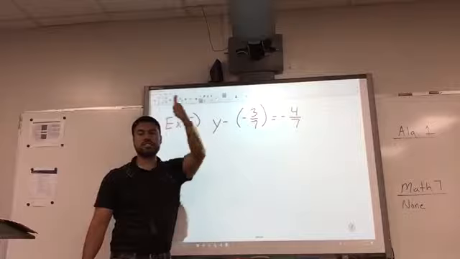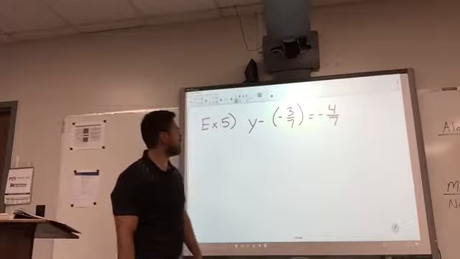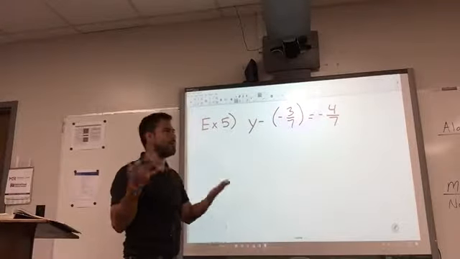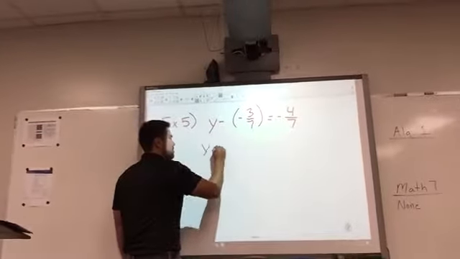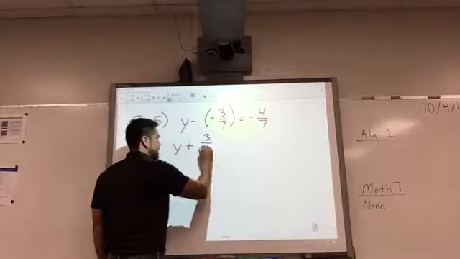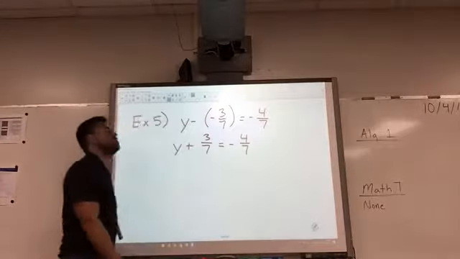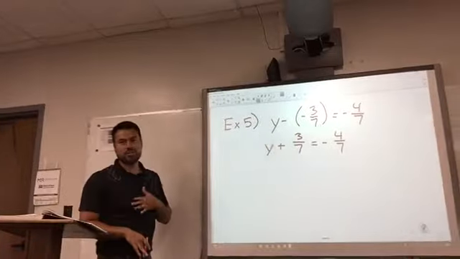Make this equation simpler. How can I rewrite this to make it simpler? Because right now, negative minus negative. Wait, which one is it? Let's change it. Y plus 3/7 equals negative 4/7. Oh, that's so much easier to deal with.